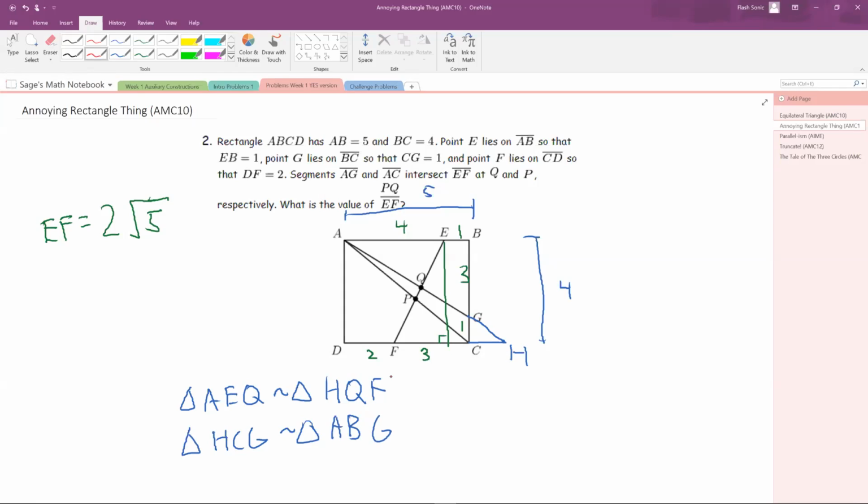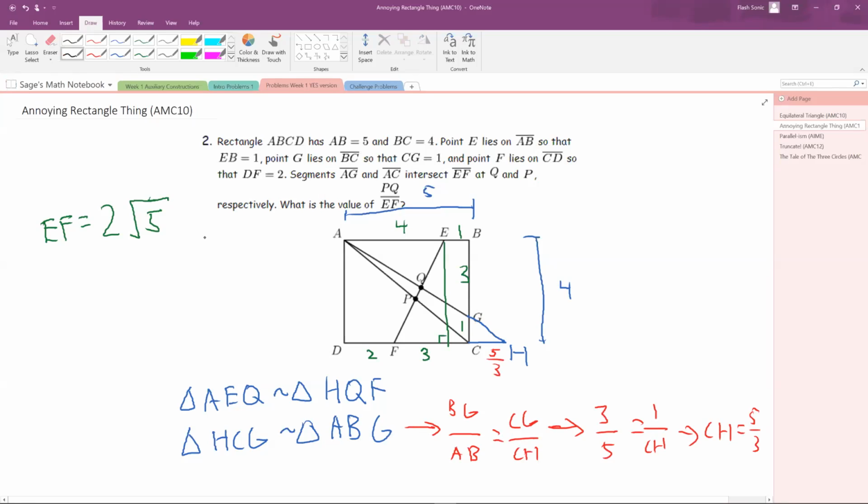So from here, if we note this, the first thing we know is that since HCG is similar to ABG, we can use the length ratios to get that BG to AB is equal to CG to CH. And plugging in our numbers, this gets us that 3 to 5 is equal to 1 to CH. So CH is equal to 5 over 3. So I know that this small length is equal to 5 over 3.